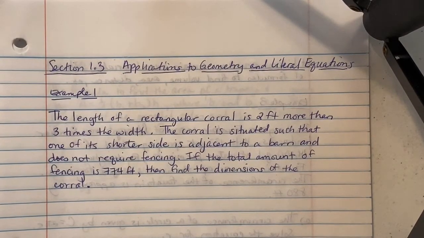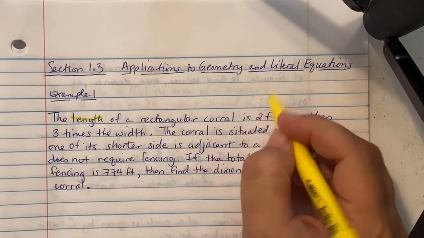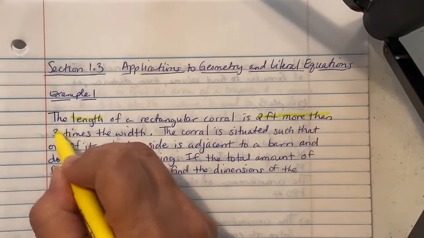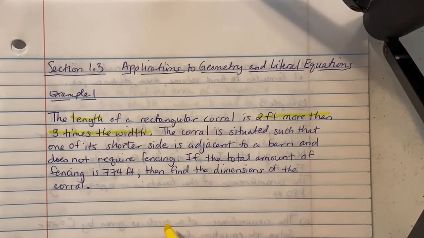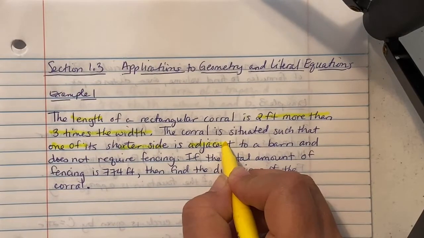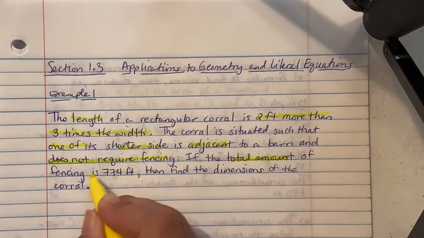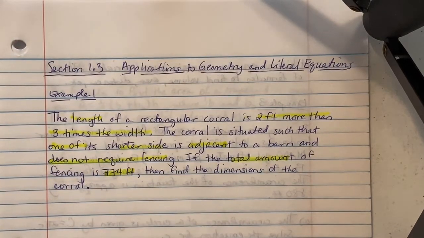So first thing, let's see what they've given us. They told you that the length is 2 feet more than 3 times the width. It says one of its shorter sides is adjacent, so it does not require fencing. And they told you the total amount is 774.